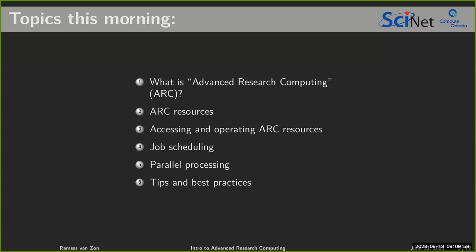So there's going to be some hands-on sessions where we're going to try things out with your guest accounts. One of the things we will have to look at is a thing called job scheduling. Resources are scarce, and so there's a scheduler that coordinates the usage. We'll go into that. We'll also talk about parallel processing. In most cases, when you're running out of resources on your own computer workstation or lab resources, it means you have too many things to do, and the only way to speed that up really is to do them in parallel. So we'll talk about that. And then we'll end with some tips and best practices.